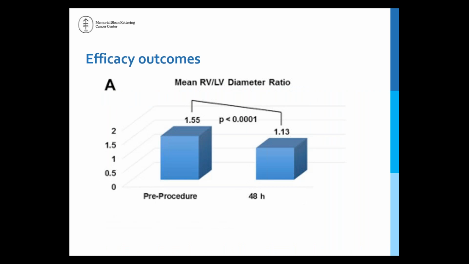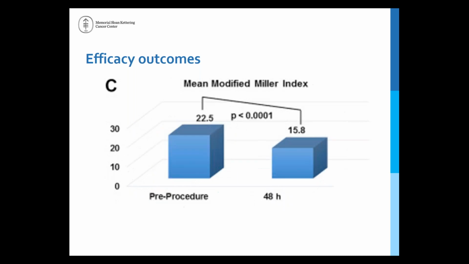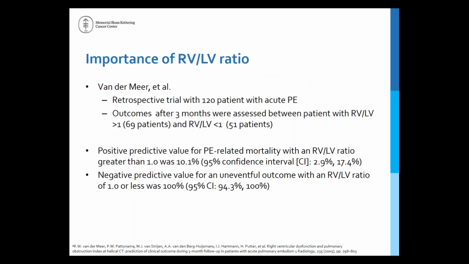They looked at catheter-directed thrombolysis. When they looked at this, they saw that after the procedure, compared to 48 hours after the procedure, there was improvement in the mean RV-LV ratio. There was improvement in the pulmonary artery pressure and in the mean modified Miller index. So all of these things were improved with catheter-directed thrombolysis when we compared patients before the procedure and 48 hours afterwards.